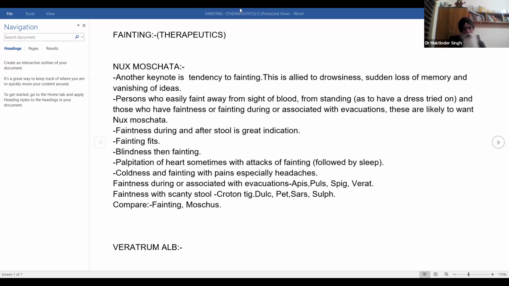So because time is very short, kindly give me your questions. Someone has written, what was the potency of Asafoetida? I used it in 200. So 200, a few doses. So what are your other questions? You can ask me. Otherwise, we call it a day.